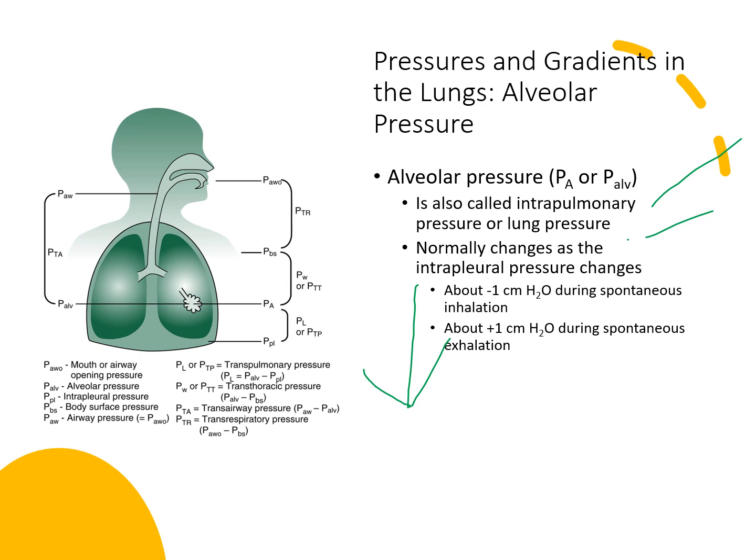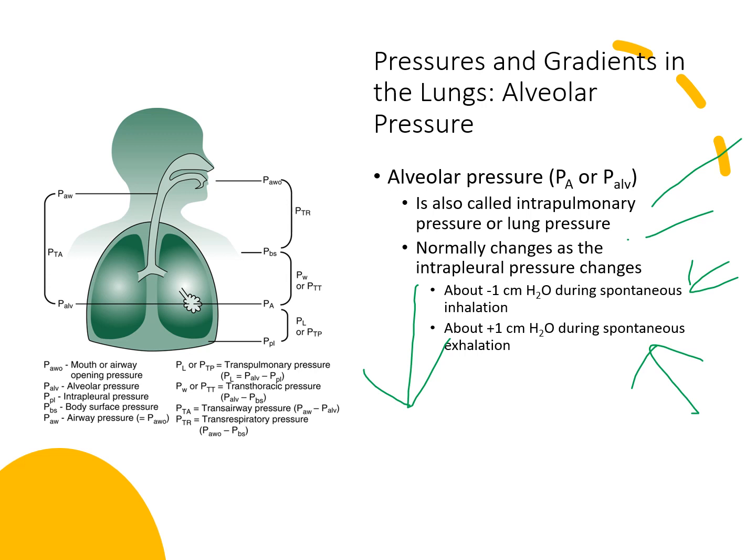So normal changes in pleural pressure are usually about 1 centimeter water during spontaneous breathing. That's it, right? Just about 1 centimeter water pressure. So when we're exhaling, spontaneous exhalation, same thing. Usually just about 1 centimeter water. And that's all it should take to do normal, quiet, spontaneous breathing.